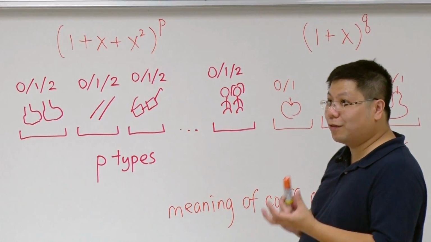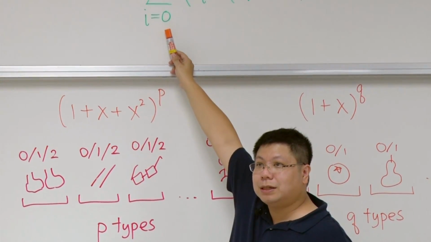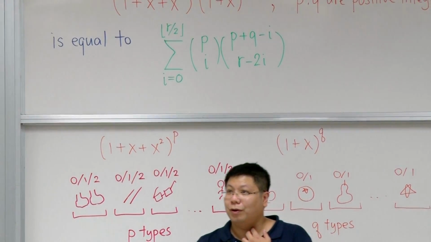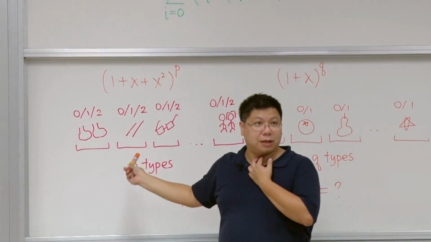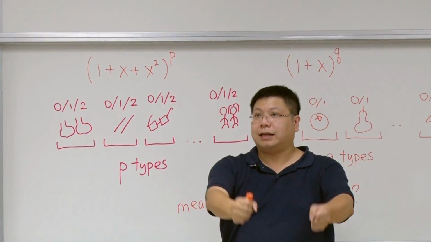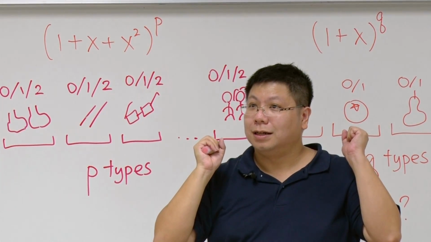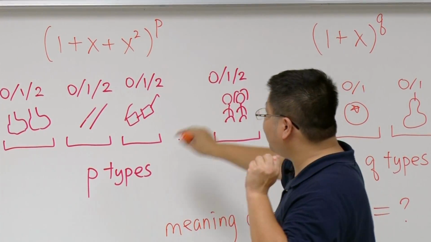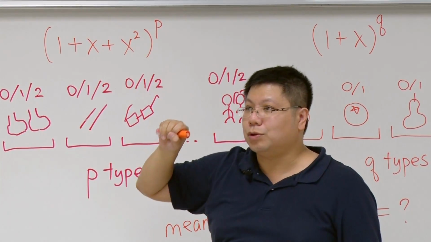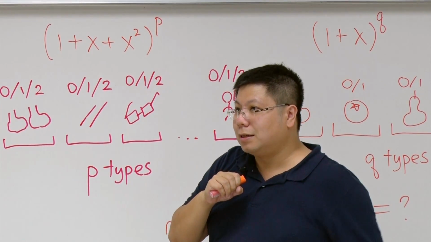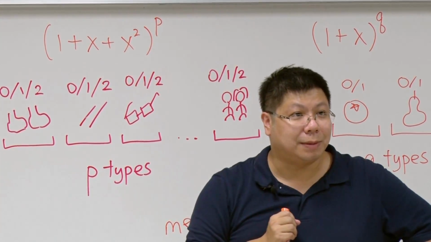Why do I want to choose i of them? Look at i equal to 0 up to floor of r over 2. So I'm going to check, out of these p objects, which ones I'm selecting exactly 2. If out of these p objects I'm selecting i of them that takes 2, then I need to further select r minus 2i objects. Does that make sense?